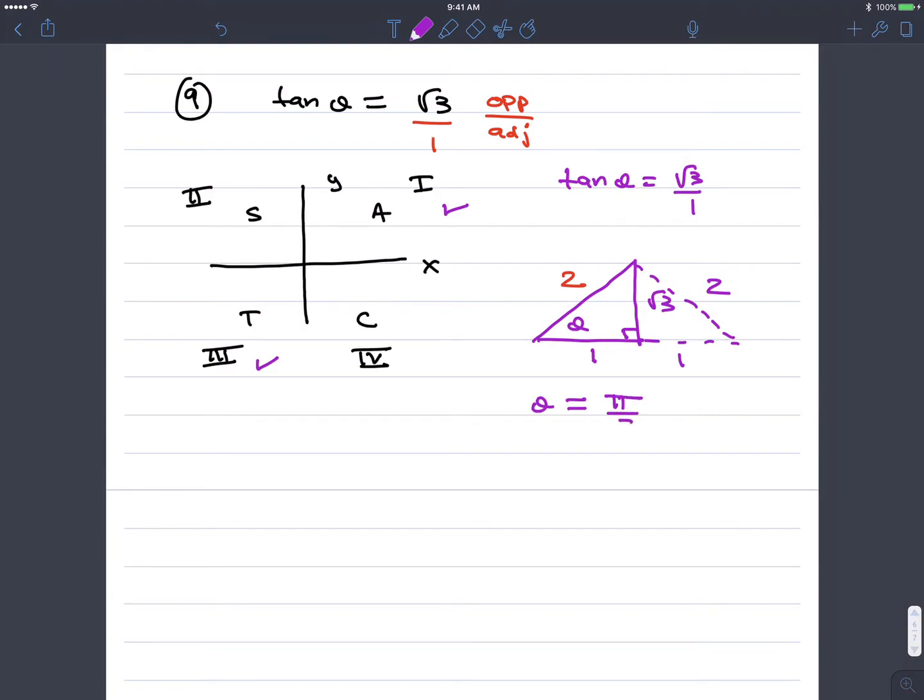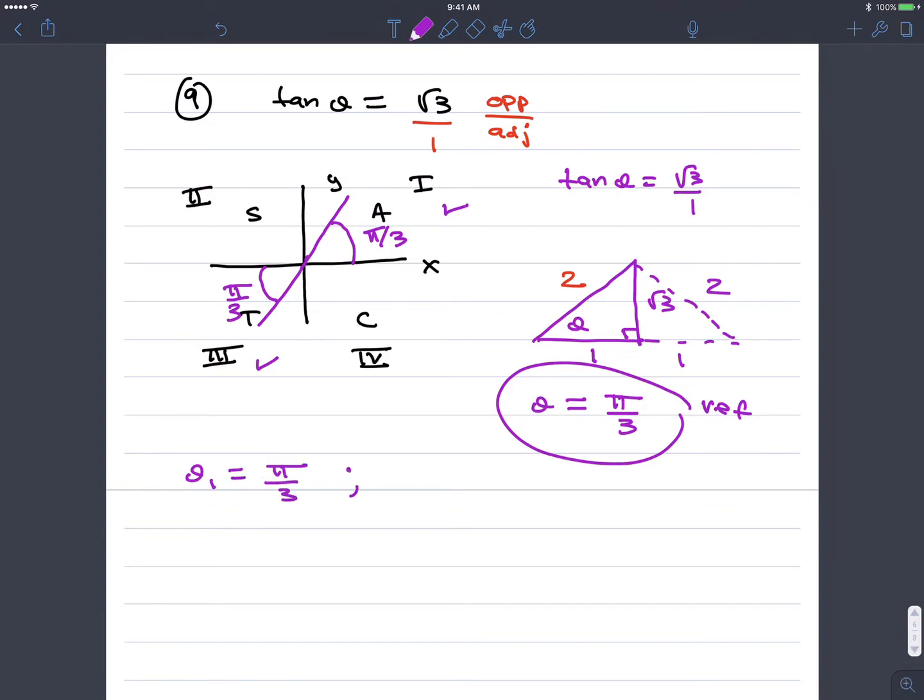Pi over 3. Good. That's a 60-degree angle. Good. This is my reference. So what that means is this angle is what? 60 degrees. Pi over 3. That also means what? This opposite, this reference is what? Pi over 3. You with me on this? So our first solution is pi over 3. Okay, this is my angle.